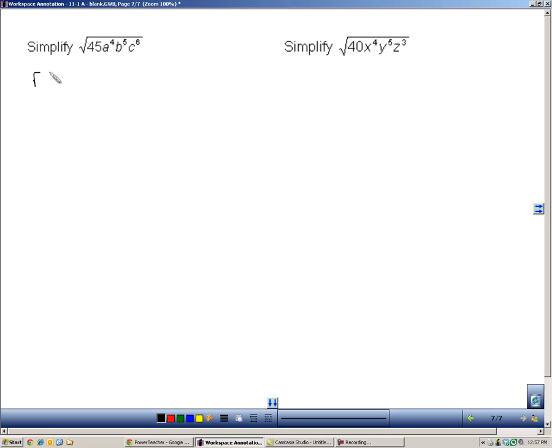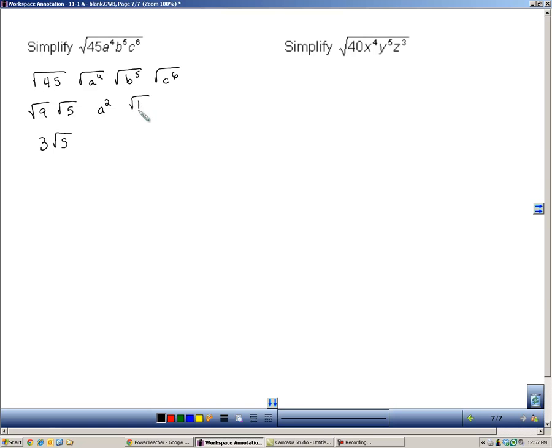So here's some examples using variables. I find this easiest to break it up into separate square roots using each letter. So square root of 45, we're looking for a perfect square in there. I see a 9 and a 5. Square root of 9 is 3, so we'll reduce that as 3 root 5. Square root of a to the 4th, we know that we're going to cut the exponent in half and make it an a squared.